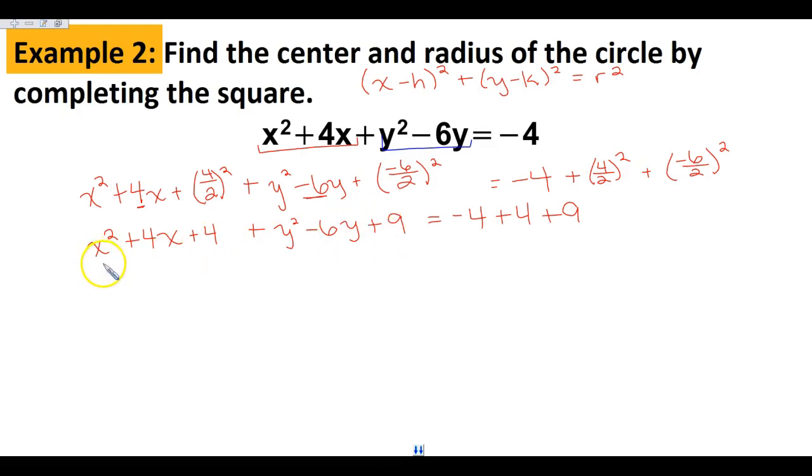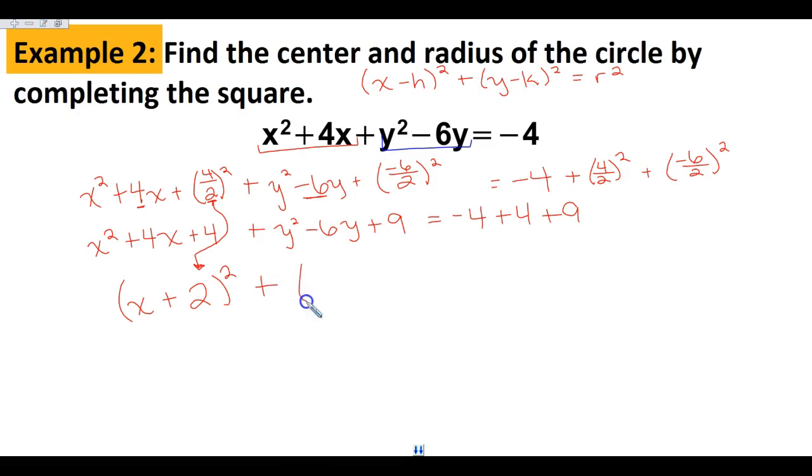So now I'm going to do the same thing that we did in the last example, but again, I'm going to look at the x's first, and then I'm going to look at the y's. So when I look at my x's, remember, I'm finding what times itself squared is going to go right here. It is this term, before it has been squared, that is going to go right here. So 4 divided by 2 is 2. So this is x plus 2 squared.